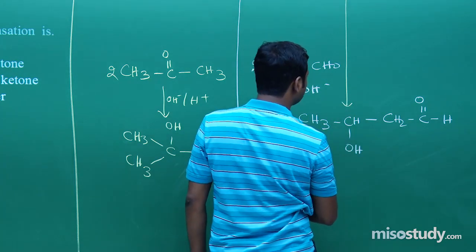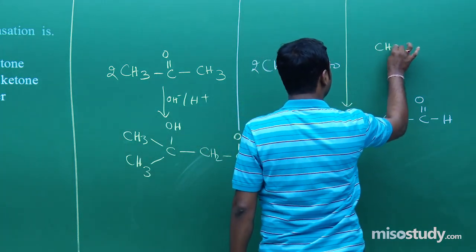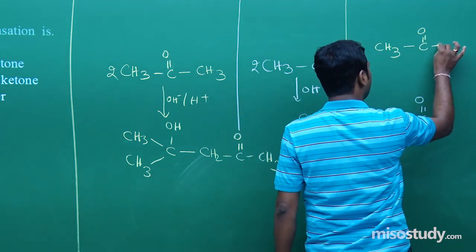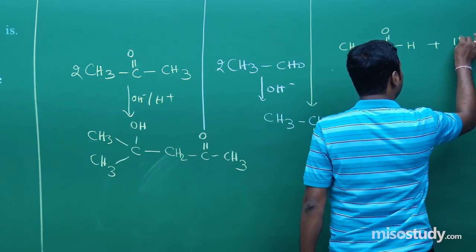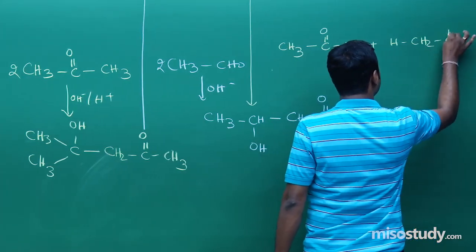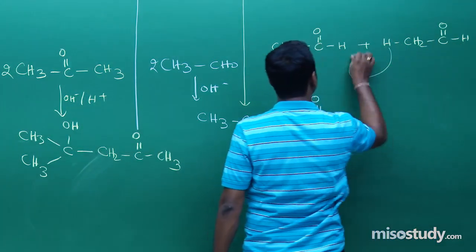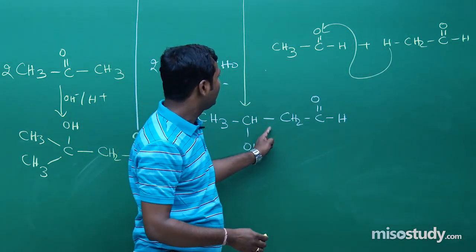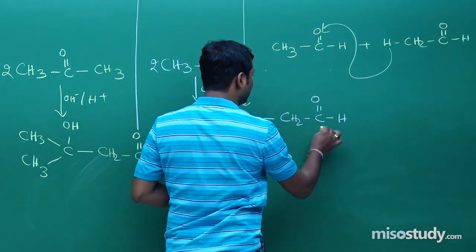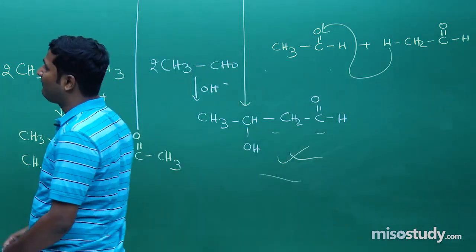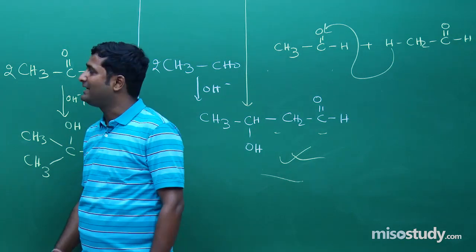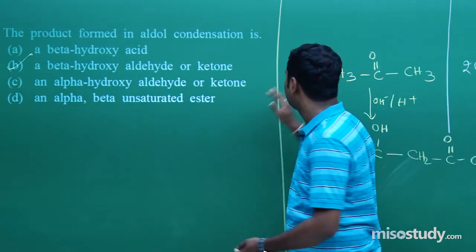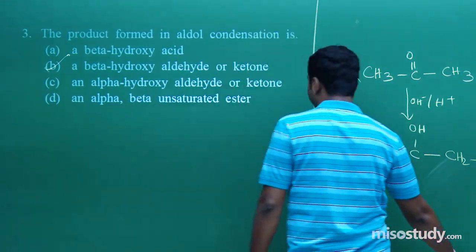I think in my last observation I have written the wrong one. In case of aldehyde, look at CH3CHO, double bond O, here is H, then CH2, then C double bond OH. This will come here, that is it forms CH3CHOH, then here comes this one, CH2. This shows that it is alpha and beta hydroxy aldehyde and ketone. So for this question, B is the correct option. Now this is the correct explanation. Check it out.